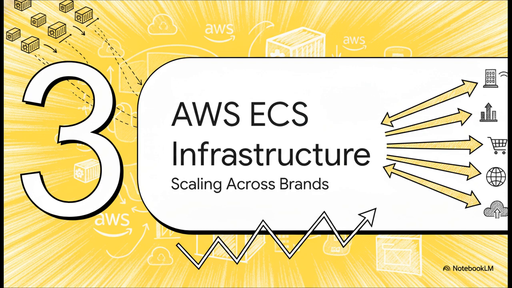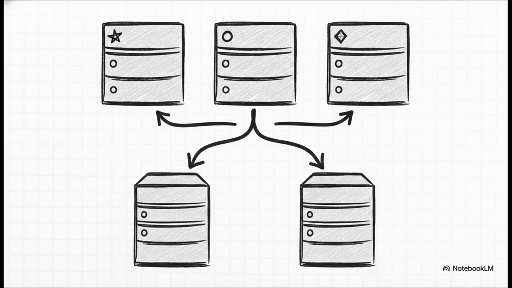Section 3. AWS ECS infrastructure. Scaling across brands. So once it's deployed, the service doesn't just sit in one giant, messy bucket. The AWS ECS infrastructure is actually distinctly split across three major car rental brands: Avis, Budget, and Payless.